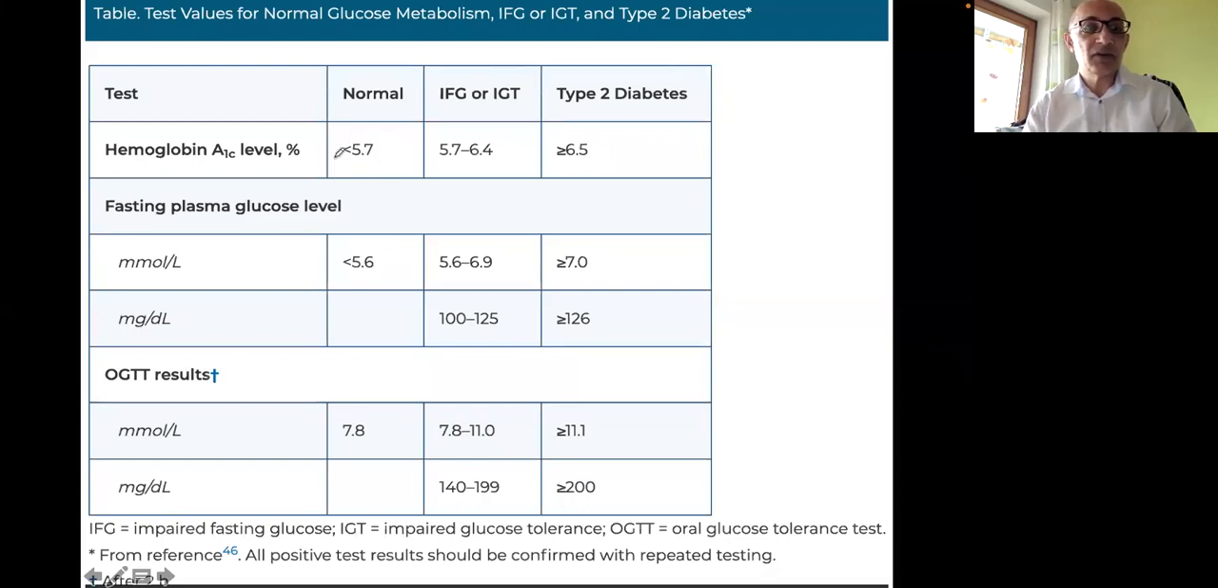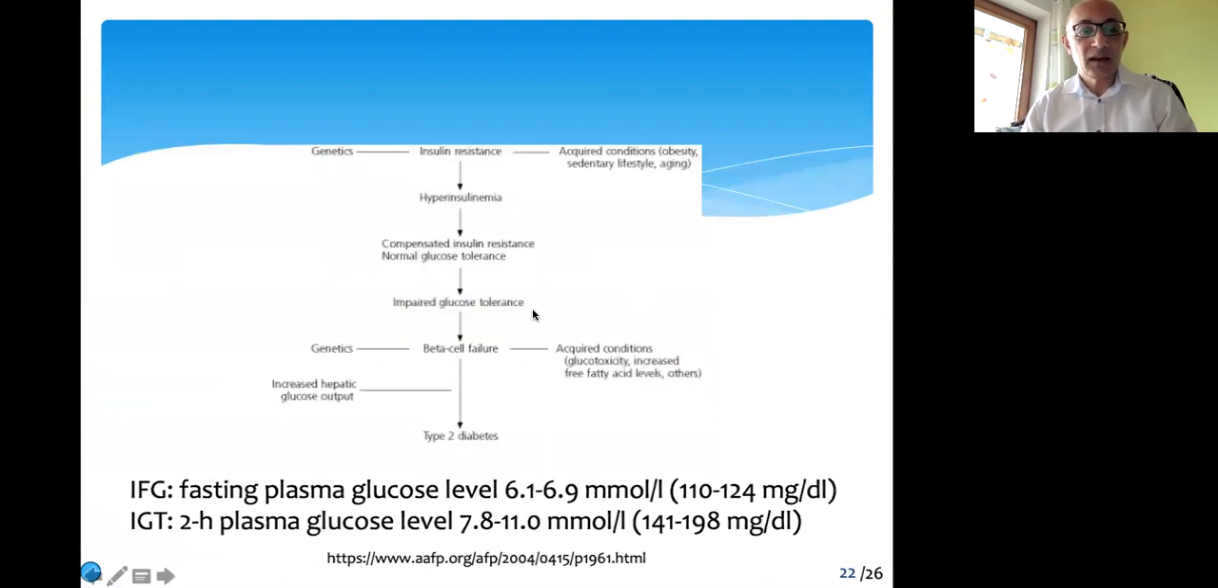A level below 5.7 is regarded as normal, whereas 5.7 to 6.4 is regarded as impaired fasting glucose or impaired glucose tolerance, and a threshold of 6.5 is used to diagnose type 2 diabetes. In the guideline of the American Academy of Family Physicians, you also will find the definitions of impaired fasting glucose and impaired glucose tolerance, what they are, which levels of fasting blood glucose or blood glucose postprandial, 2 hours after consuming glucose, are used. Good.